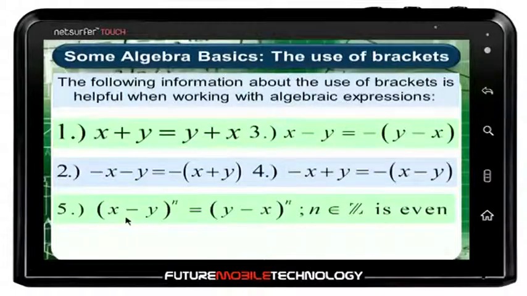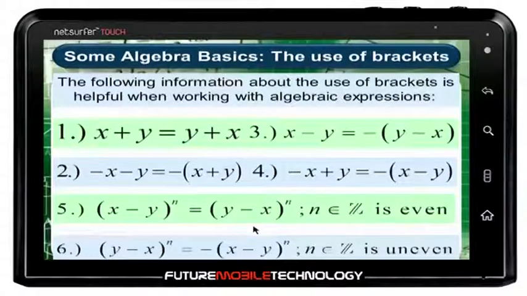If we have an expression x minus y to the power n, where n is some integer, positive or negative, or 0, then whenever this number is even, in other words a square or to the power 4, we can swap the order of the terms inside the bracket without changing anything else. In other words, whether we have x minus y to the power of an even number or y minus x to the power of an even number, it will be exactly the same expression. This is sometimes useful to remember.